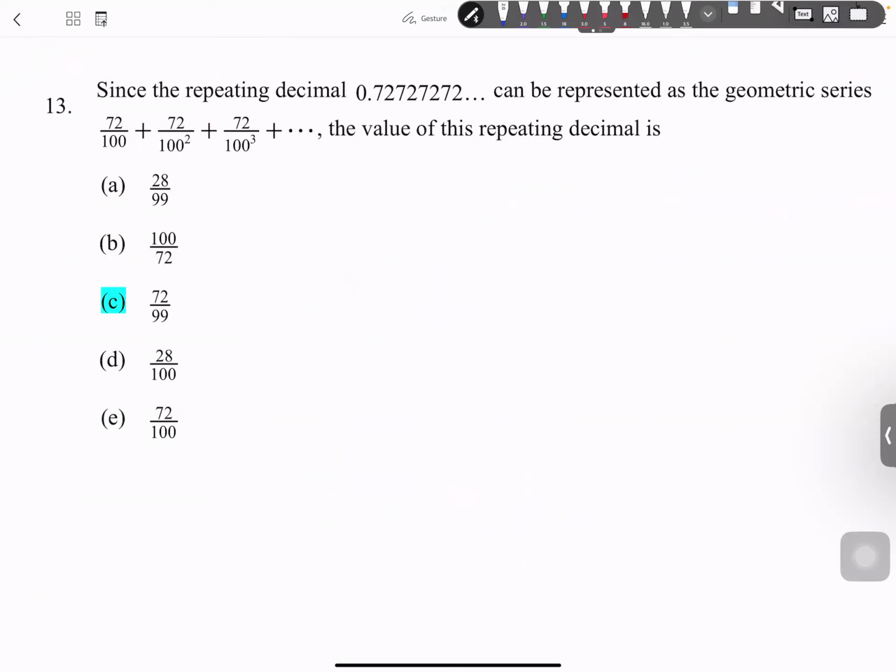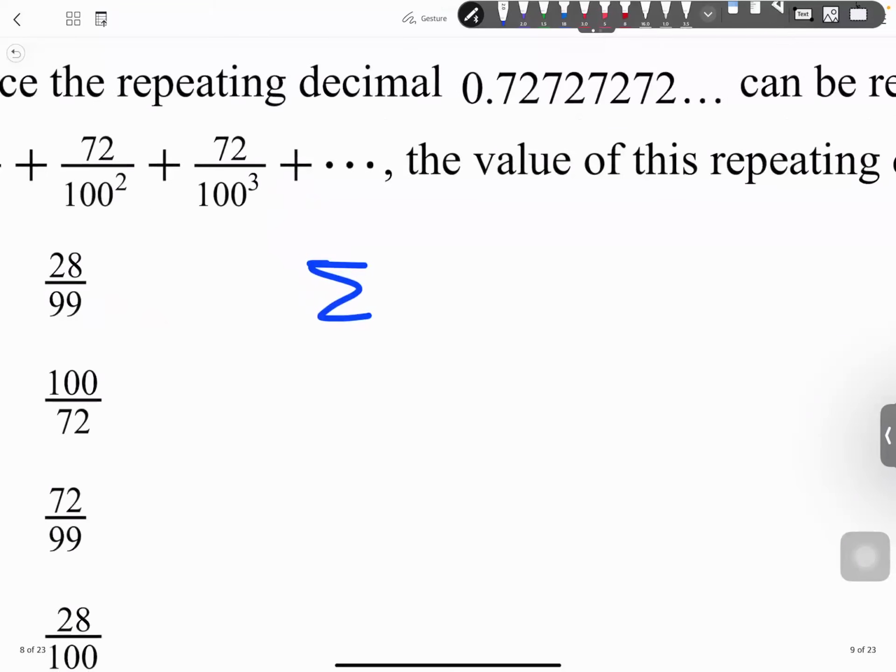All right, so I'm going to do this problem two ways. I'm going to do this problem the way that the writer of the exam intended for you to do this. And the way that they wanted you to do this is to write it as a geometric series. So we could write this as the sum as n goes from 1 to infinity of 72 over 100 to the power n.